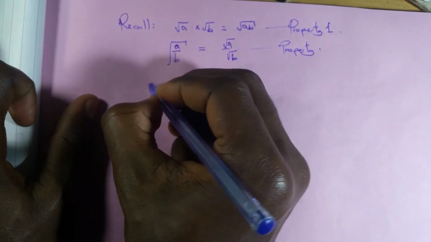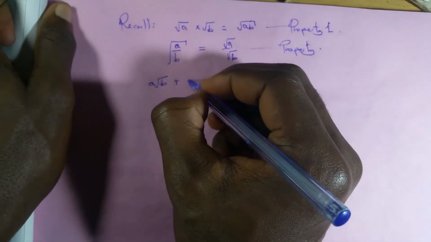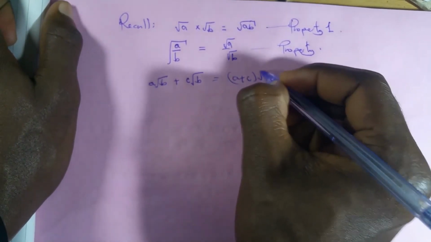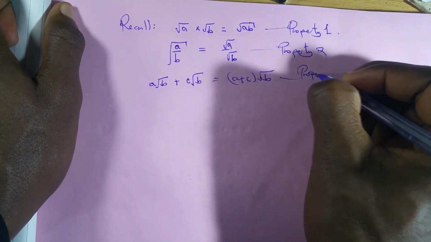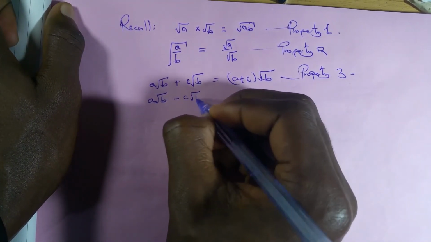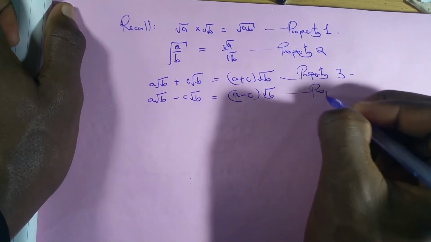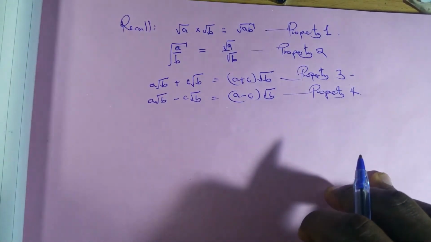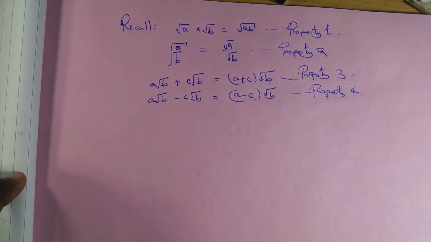Then we had a property of a root b plus c root b is the same as (a plus c) root b. This is property 3. Then another one, when there is a minus, a root b minus c root b, is (a minus c) root b. We can call that property 4. So we need to recall these 4 properties. It's going to help us when we are looking at some of the questions under this.